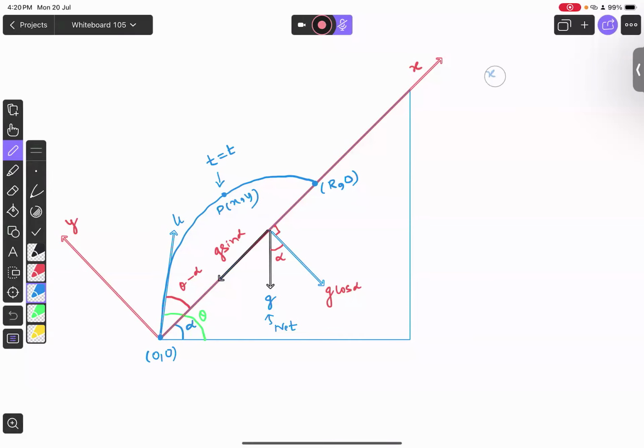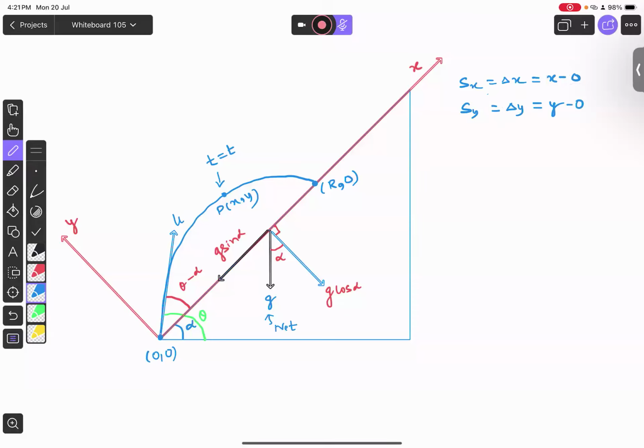Now the initial x at t equals 0 is 0. The x at any time t is x only. So the displacement along x will be the change in x, final x at time t minus initial x, which is 0. In the same way, the displacement along y will be the change in y: at time t, y is y, and initial y is 0.